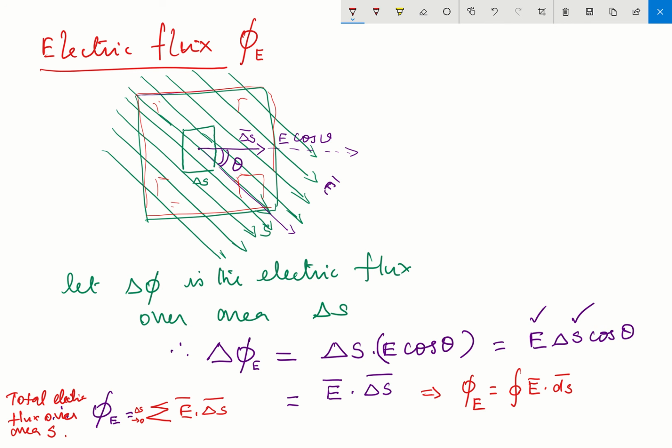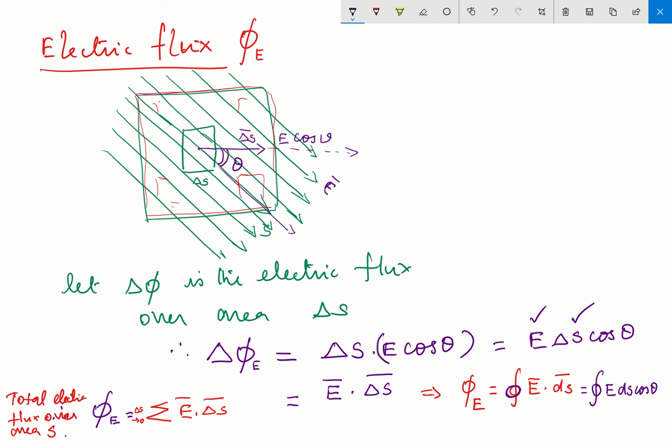I think this is new; so far you have not come across this. This symbol means that it is a closed integral. Therefore this is a surface integral over a closed surface. Are you following? Therefore, that is nothing but E dS cos theta.